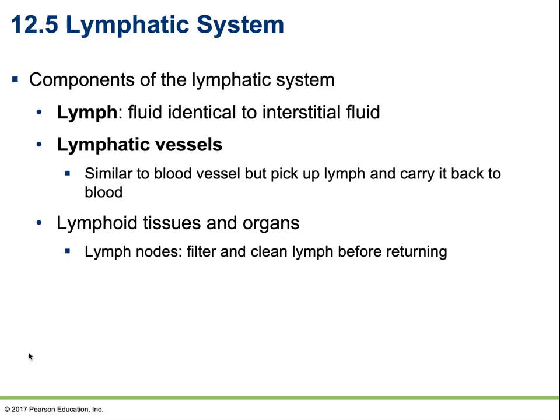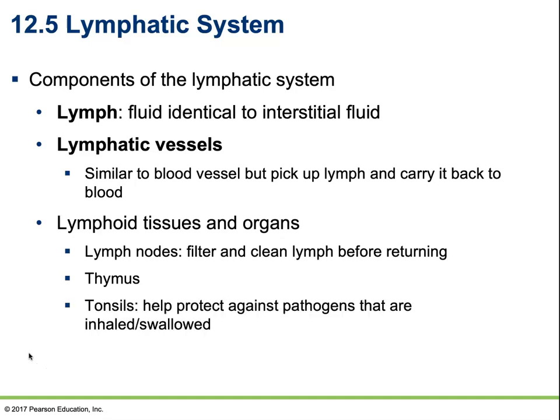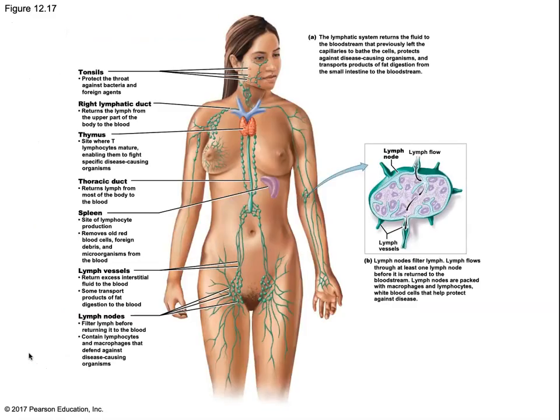Lymph nodes help filter and clean lymph before returning it. The thymus plays an important role in this system as well. The tonsils help protect against pathogens that are inhaled or swallowed, and the spleen helps filter and clean the blood. And we're going to break down each of these components a little bit more.